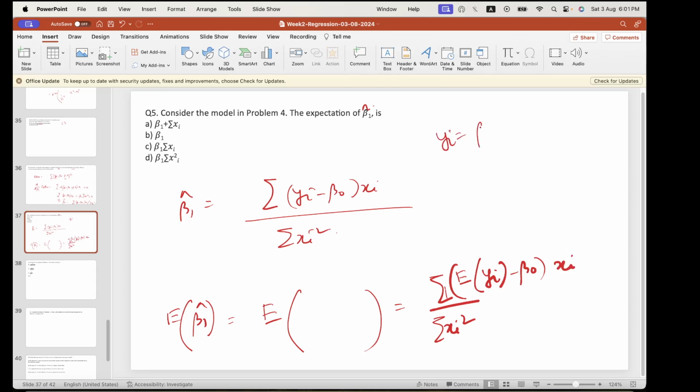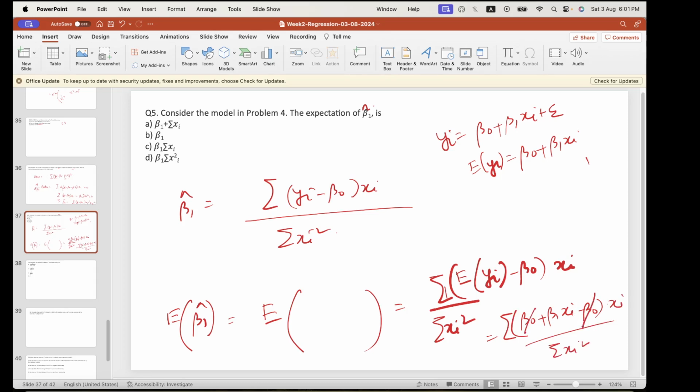Now yi is beta naught plus beta 1 xi plus epsilon. So expectation of yi is beta naught plus beta 1 xi. So then we can write this as summation beta naught plus beta 1 xi minus beta naught into xi by summation xi square. So this beta naught cancels out, and we are left with beta 1 summation xi square by summation xi square. This will also cancel out. So then expectation of beta 1 hat is actually beta 1. Okay.